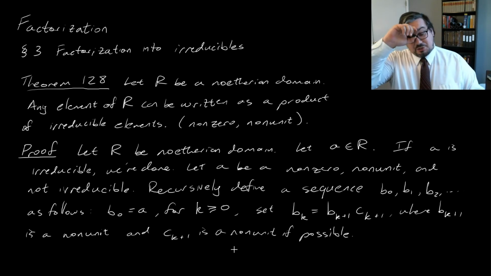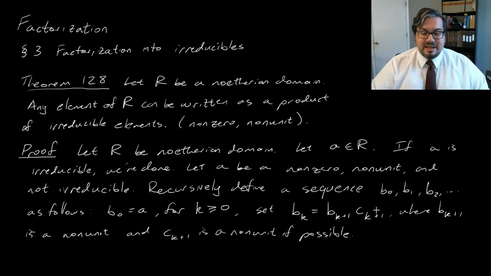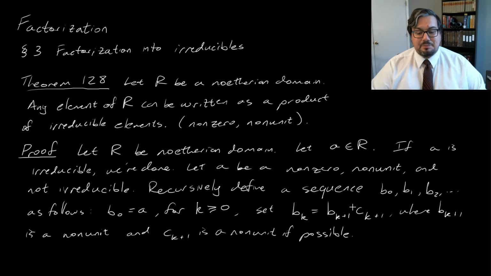So we're starting with a non-unit, we're starting with A, which means that we can always write it as a product of some non-unit with something else. A is equal to A times 1, for example. But we're going to choose a product in such a way that B is never a unit and C is not a unit if it's possible to choose it that way. Basically, if bk is reducible, then bk+1 and ck+1 will not be units. But if bk is irreducible, then bk+1 will not be a unit, but ck+1 will be.